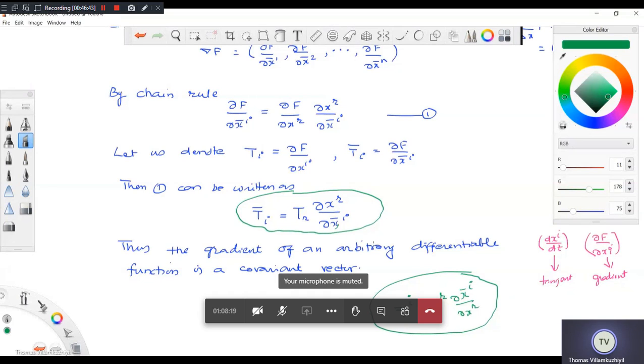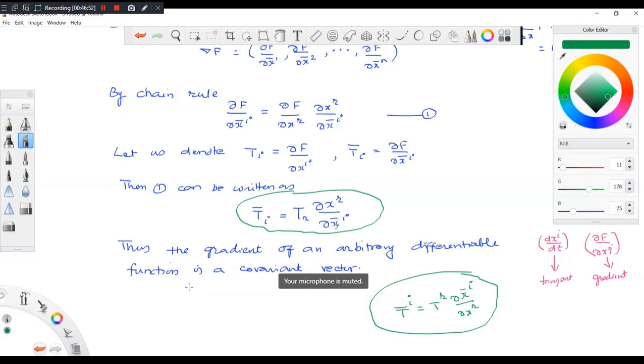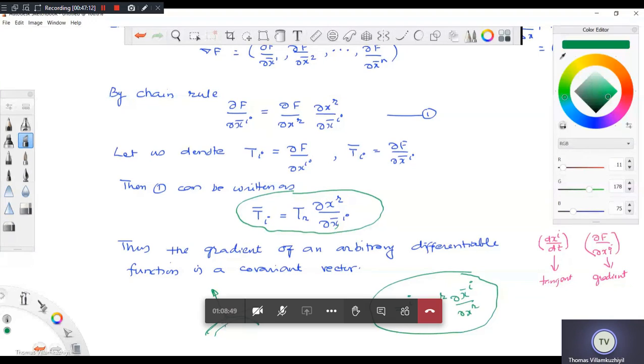Suppose you take 3 dimensions. Then what you are saying is right, because in 3 dimensions you have some surface, and the tangent vector is this, and the gradient vector is perpendicular. So in 3 dimensions, this is correct. At every point, the tangent vector and the gradient vector are perpendicular to each other. But if you take a general space, such a kind of perpendicularity concept you cannot state.